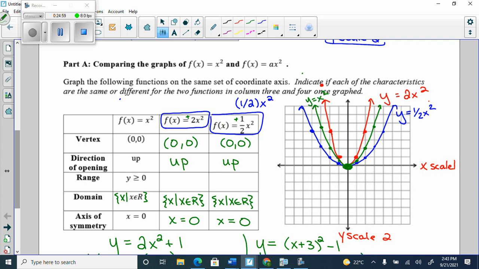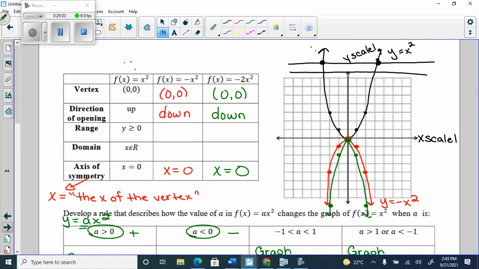Flip over to the next page. Now it's going like this, downwards. But are they still starting at (0, 0) and going down? Yeah, so what are they? {x | x ∈ R}. {x | x ∈ R}. See how my domain didn't change? Because as long as I started at a max or a min and I go outwards, I'm getting every x value in the world, all the real x values.